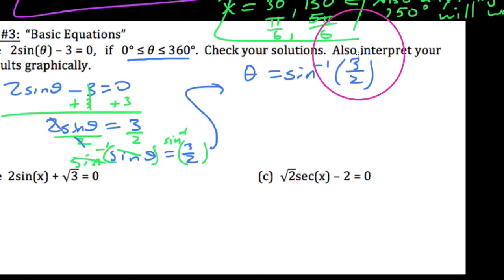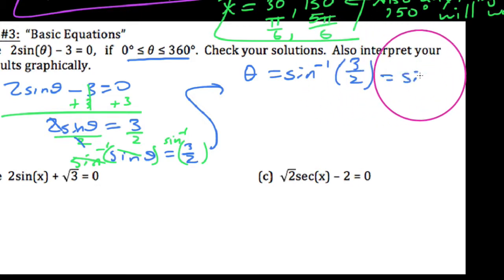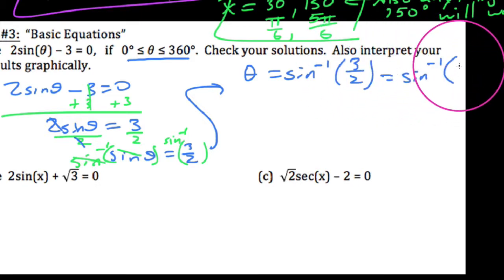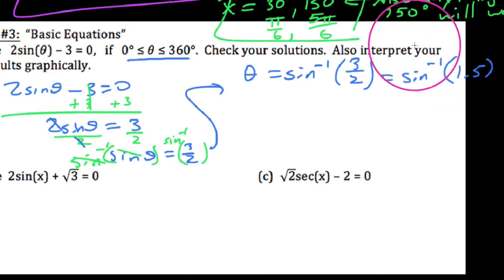Now, I don't know what I could take the sine of to get 3 over 2. As a matter of fact, I just want to point this out. What could I take the sine of to get 1.5 as a decimal? And the thing I know about sine is this.